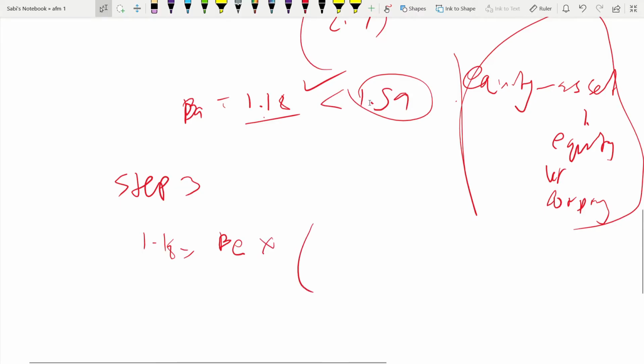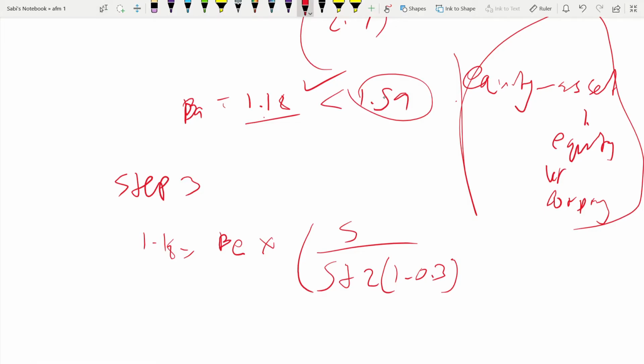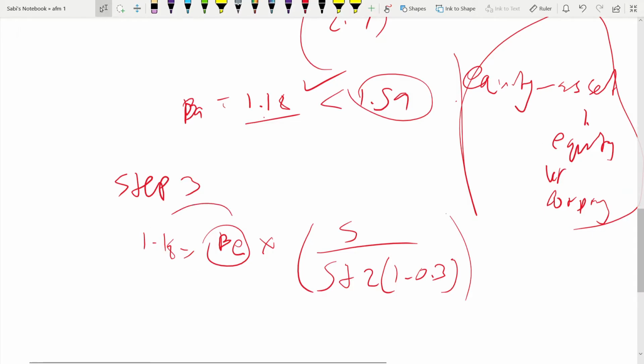Okay, it is 5:2, right? Because your company's ratio is 5:2, 1 minus 0.3. Now there is a problem here. If this is not the subject of your equation, what should you do? You cannot take it to the other side. If you take it to the left side, this becomes negative. Keep the equity beta as it is.